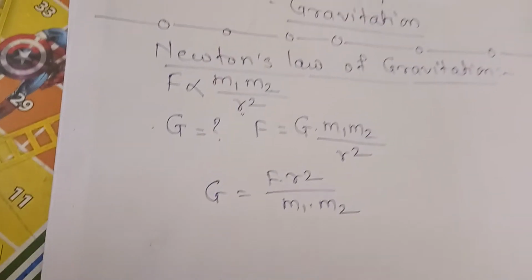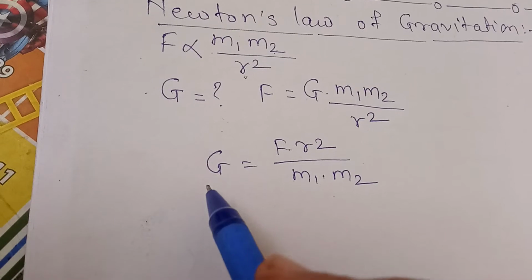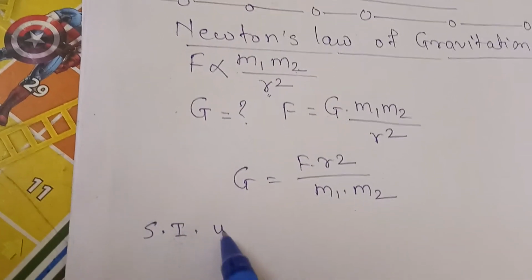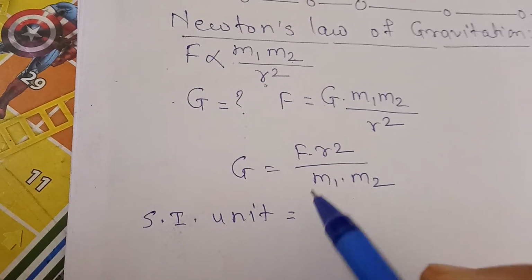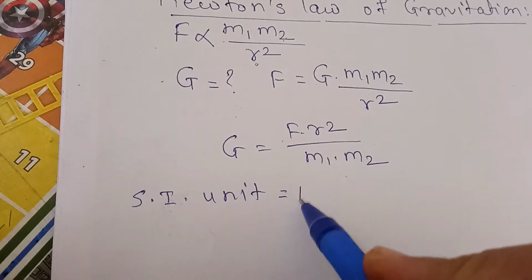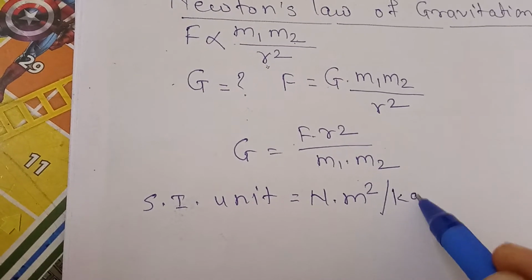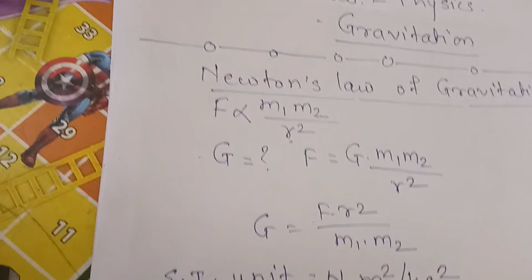We have found the SI unit of G also. F means Newton, r means distance, so the unit is Newton meter square per kg square. This is the SI unit.